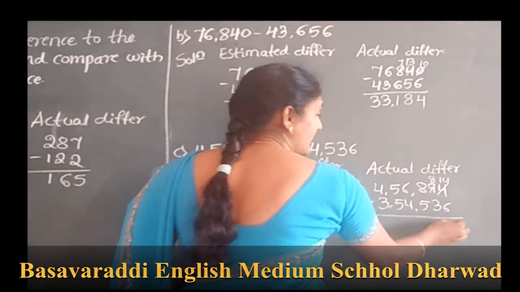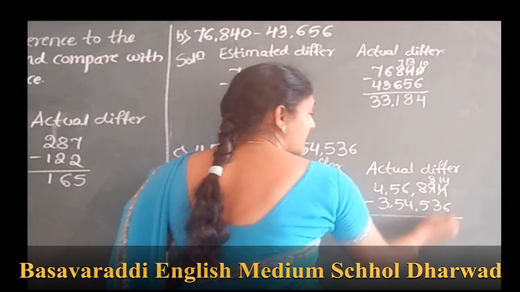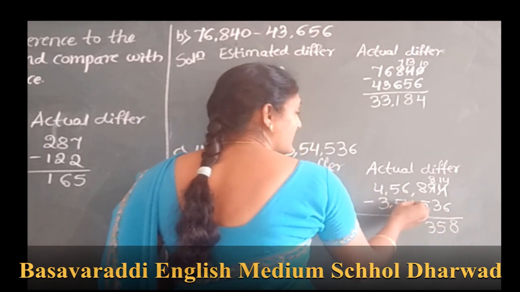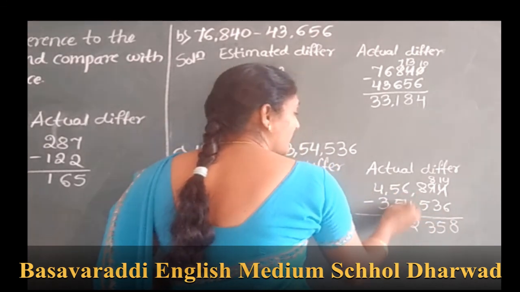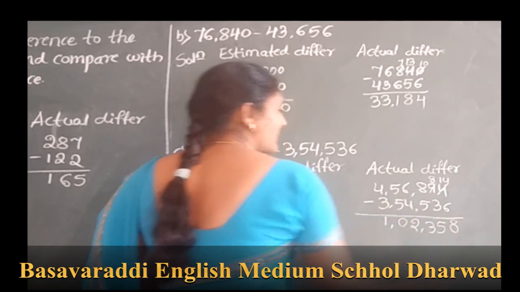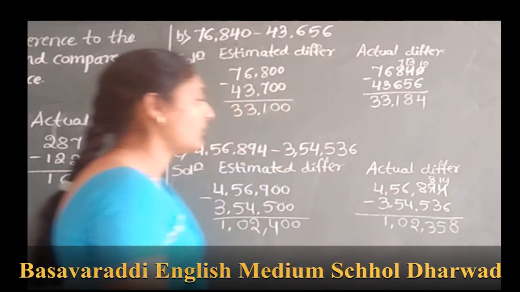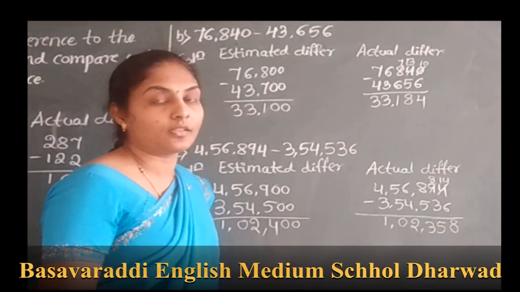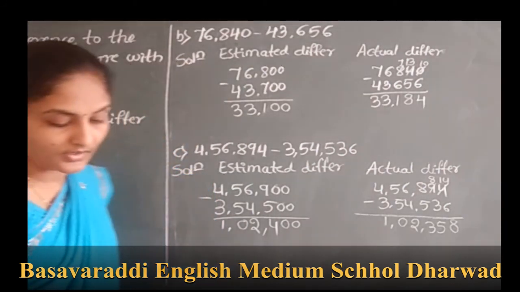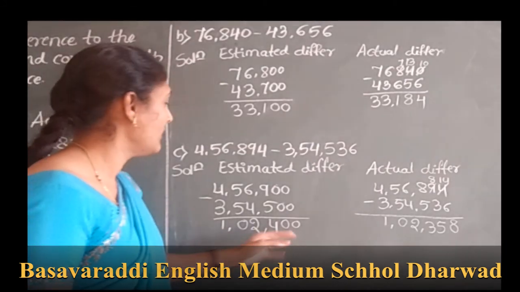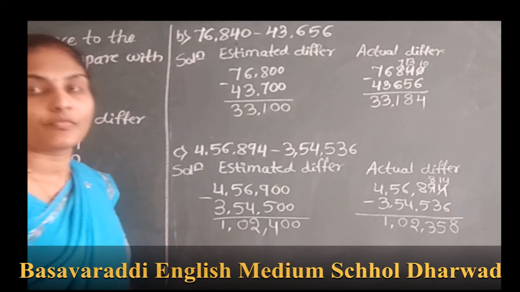14 minus 6 is 8. 8 minus 3 is 5. 8 minus 5 is 3. 6 minus 4 is 2. 5 minus 5 is 0. 4 minus 3 is 1. This is the actual difference, 1,02,358. The estimated and the actual value differ by 50.